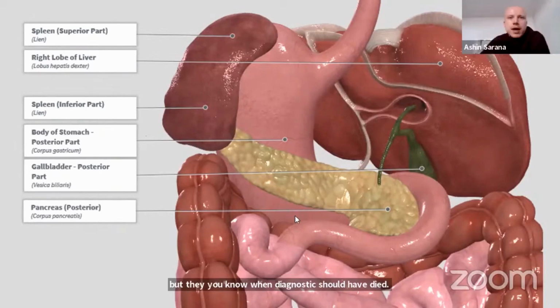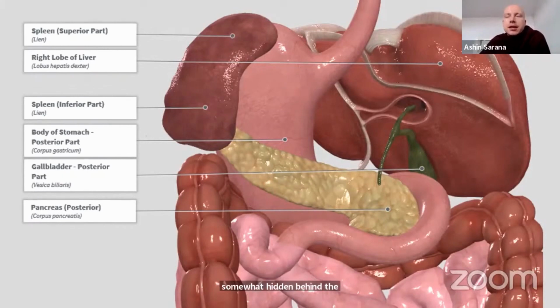So here you see the stomach, somewhat hidden behind the pancreas. There's the spleen, this large body. In the top right is the liver, and the green thing that is attached to the liver is called the gallbladder, and in the gallbladder there is collected bile. Bile is produced by the liver.